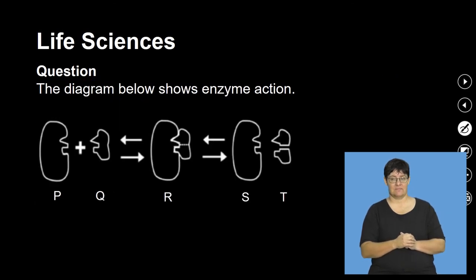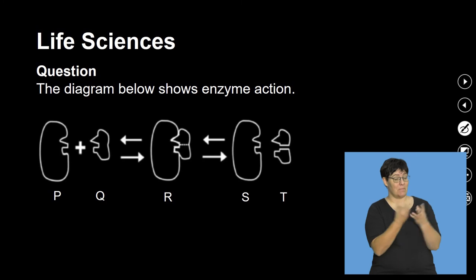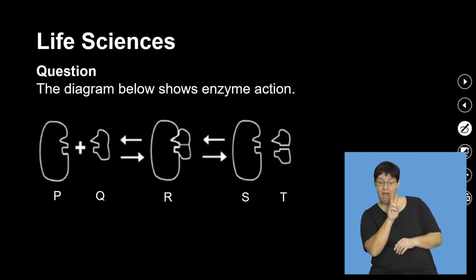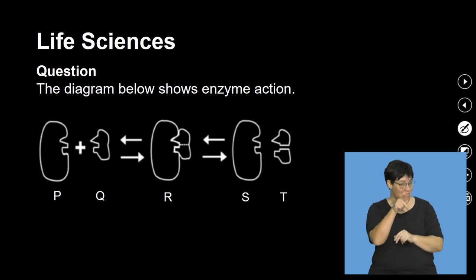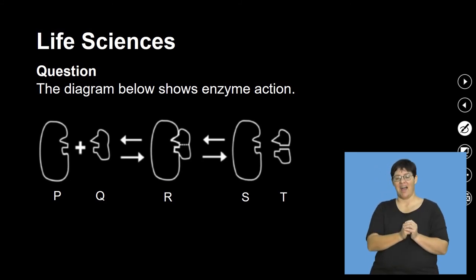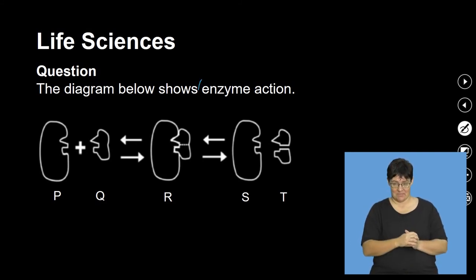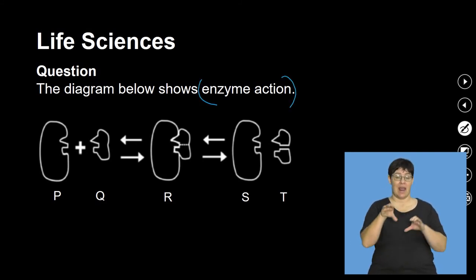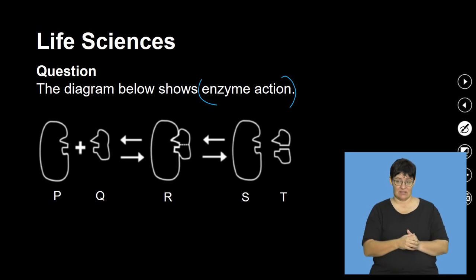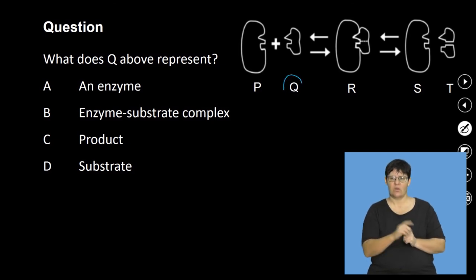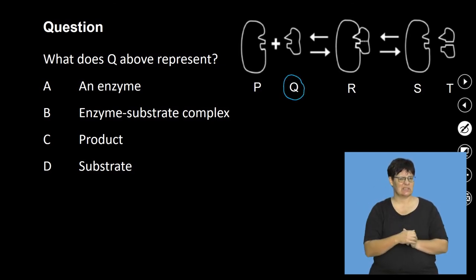Okay, another multiple choice question, but just giving you a diagram. As soon as you see the diagram, I'm hoping that you can start to think lock and key enzymes. The diagram below shows enzyme action, and we've got a whole lot of letters that go with that. And the question is, what is Q? Which part is Q?